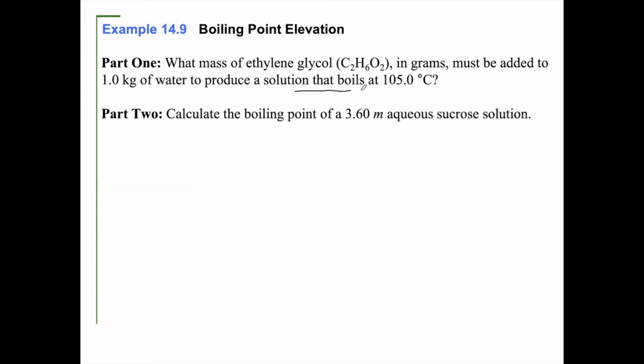So what we're doing here, notice that the new boiling point is 105 degrees Celsius. The boiling point of water normally, just like the freezing point of water is 0, is usually 100 degrees Celsius, right? So that means that we raised the temperature by 5 degrees. So that's actually our delta T.